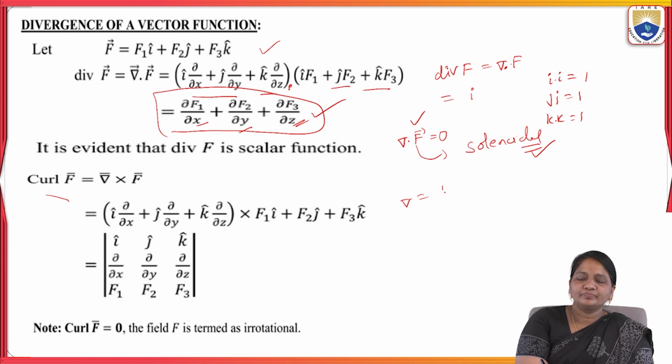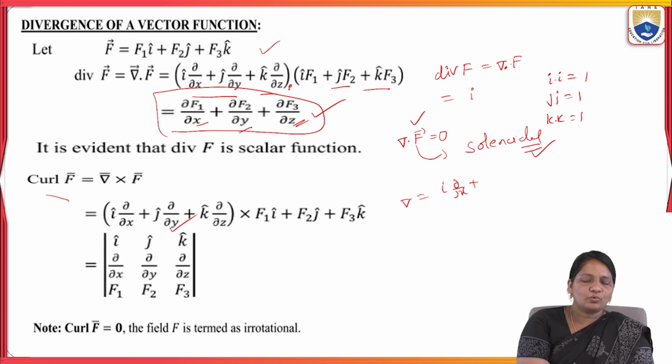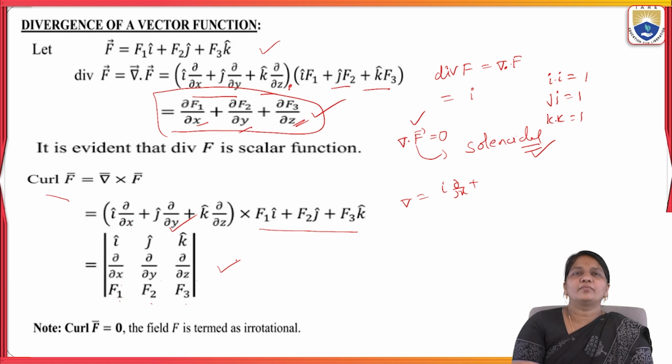Del equal to i into ∂/∂x plus j into ∂/∂y plus k into ∂/∂z. So that's why first we write the coefficients of i, j, k for the del: ∂/∂x, ∂/∂y and ∂/∂z. And here the F: F1, F2, F3. Now we are taking the determinant value.